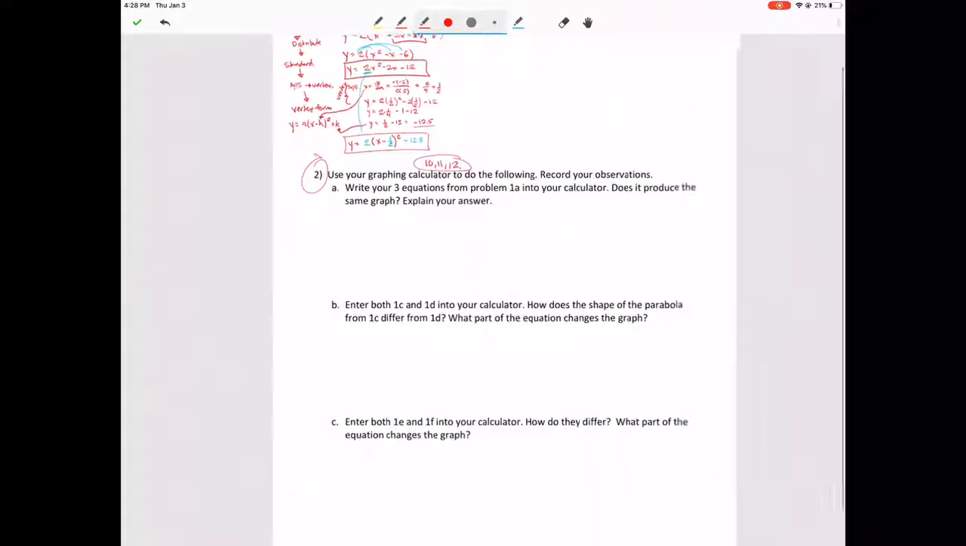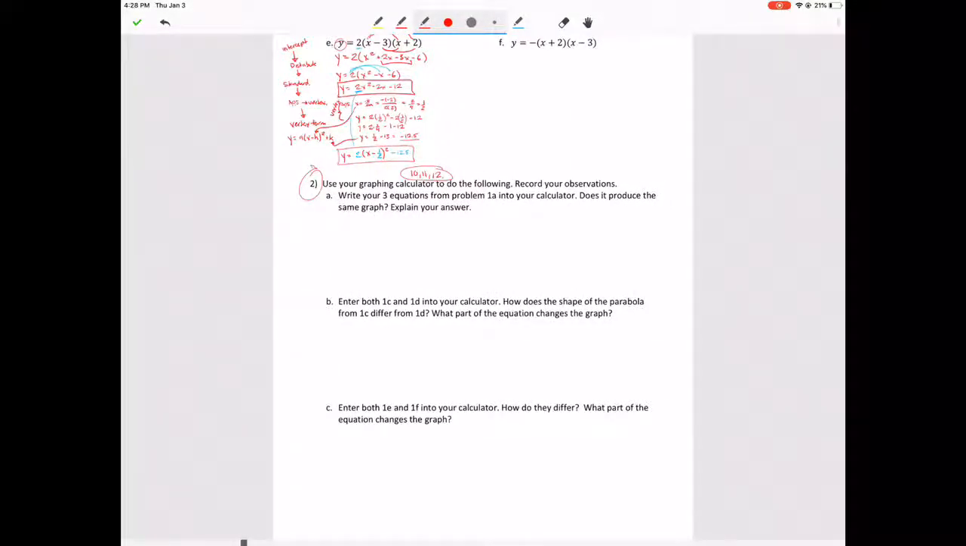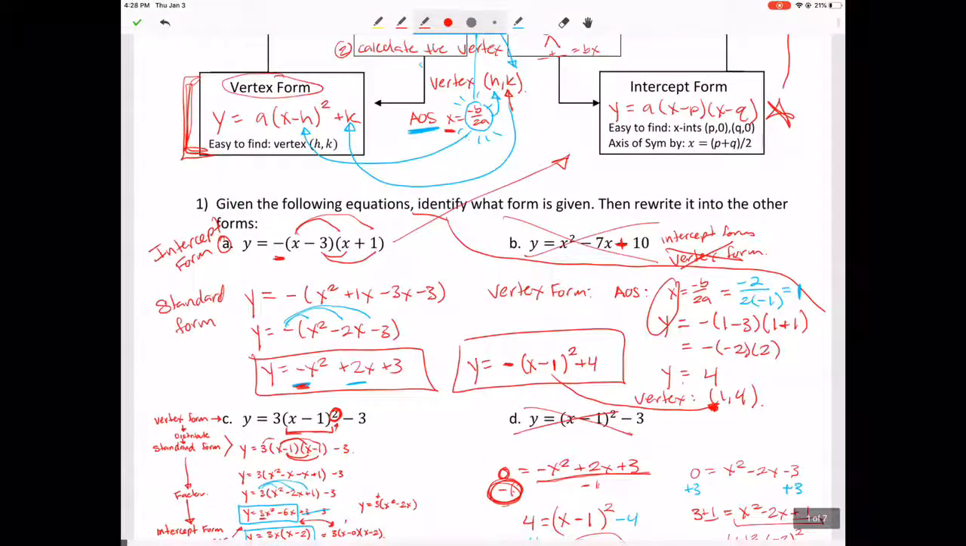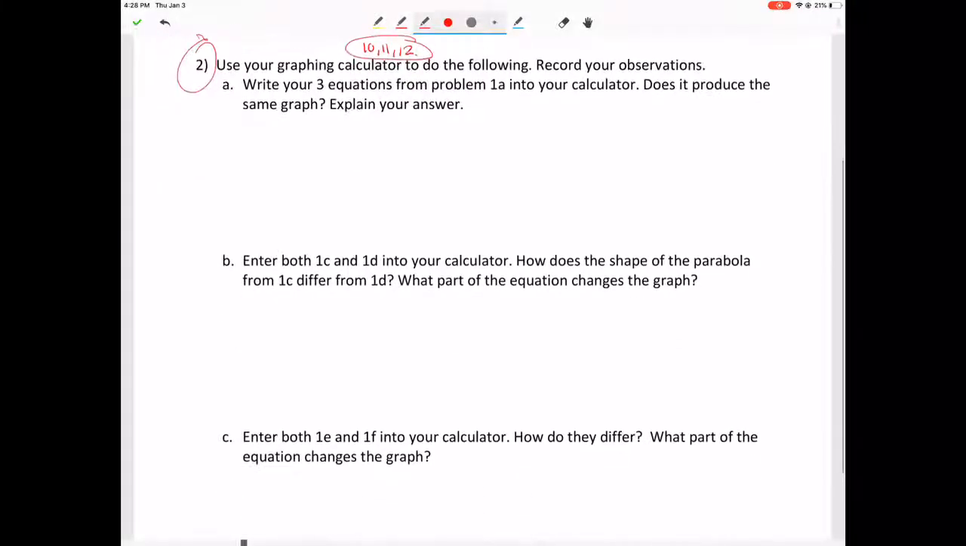Okay. Number 4, they ask you to write the 3 equations you wrote in 1.A. When you plug those into your calculator, and we'll talk more about how to do that, we didn't do that in class, but if you plug those in, they turn out to be exactly the same. So basically what we're trying to say is that the 3 equations are equal, but they're written in different forms. They've been changed a little bit.